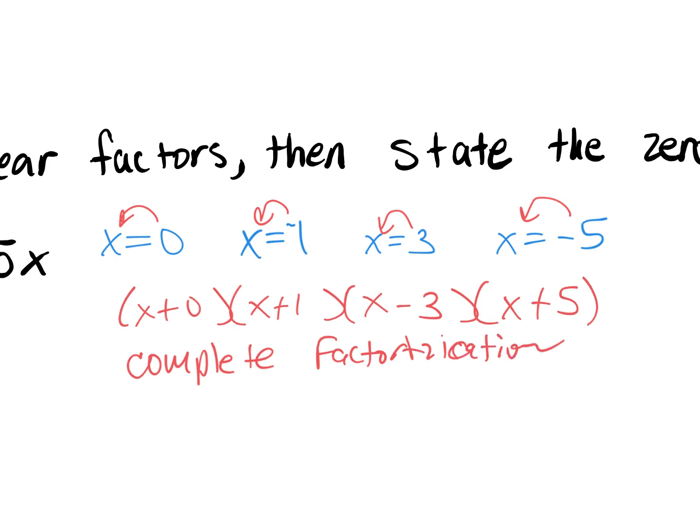How do you know that's all linear? What's the exponent on every single one of those binomials? 1, right? That would be irreducible over the rationals because all of those are rational real numbers. It would be irreducible over the reals because they're all real numbers. So you can write the whole complete factorization. You just have to pay attention to what the directions say.